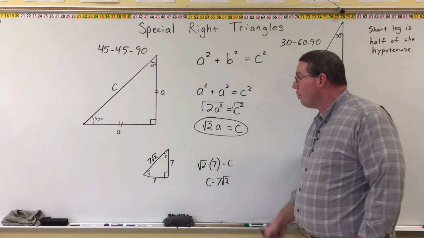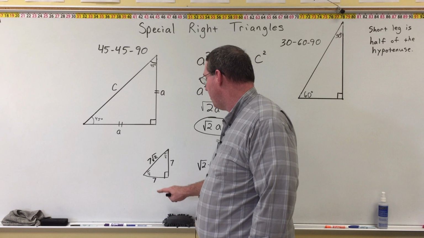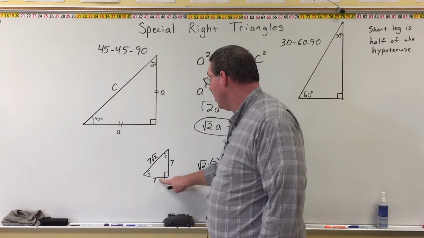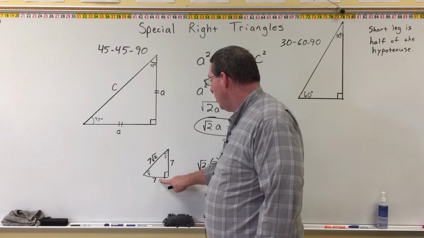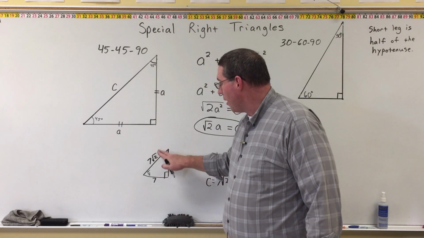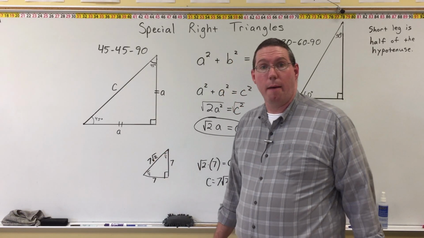And you don't even have to use the formula. All you have to know is the relationship between the leg of a 45, 45, 90 triangle and the hypotenuse: you just multiply the square root of 2 times the leg and you automatically get the hypotenuse.